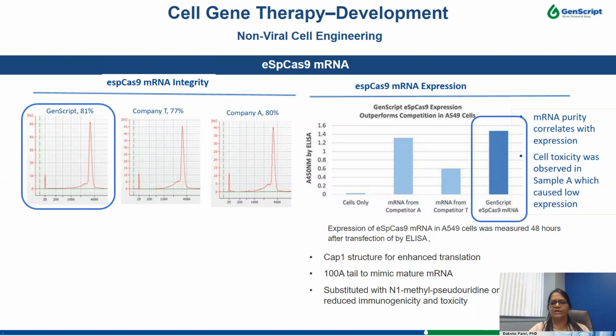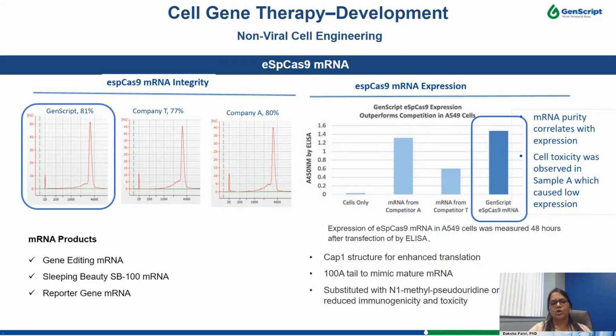And this version of Cas9 nuclease reduced the off-target effect by over 10-fold while maintaining robust on-target genome editing efficiency. So mRNA products including gene editing mRNA, Sleeping Beauty mRNA, and reporter gene mRNA are also available.